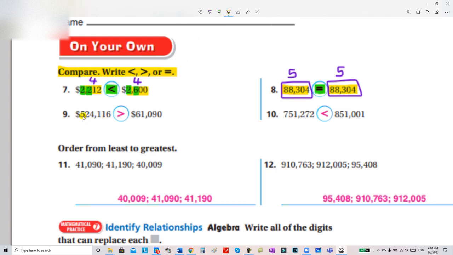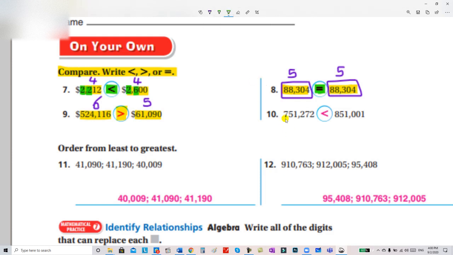The same idea. We have here these two numbers and we want to compare between them. First step, we are going to count the digits in each number. We have 1, 2, 3, 4, 5, 6 digits here. We have 1, 2, 3, 4, 5. So directly write this sign because 6 is greater than 5. Okay, let's move to number 10.